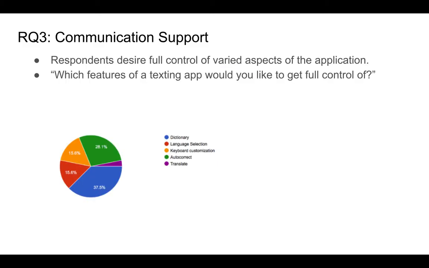Overall, our respondents replied with a varied answer, focusing on dictionary customization 37% of the time and autocorrect customization 28% of the time. However, language selection as well as keyboard customization together made up another 30% of responses. Again, these are very varied distributions in answers, and this question again seems to indicate a high desire for customization within the application.